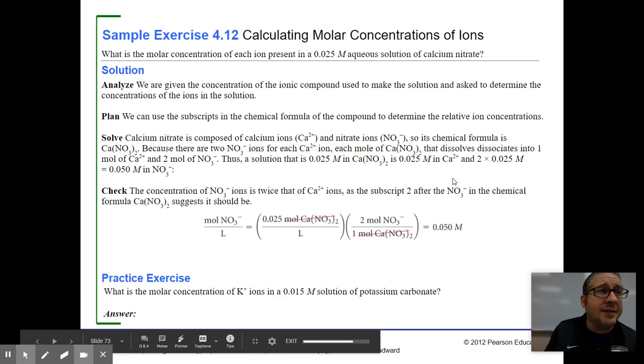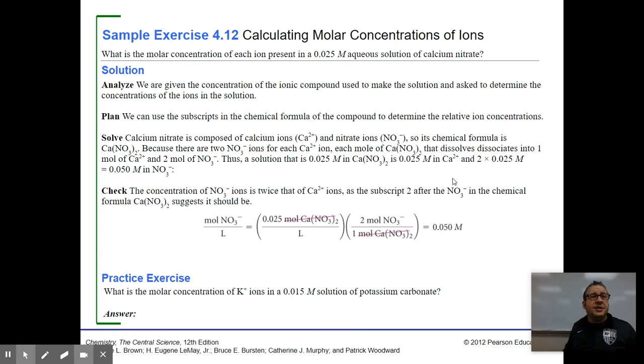This sample exercise asks us to determine the molar concentration of each ion present in 0.025 molar aqueous solution of calcium nitrate. Now, we again have done something similar to this in a previous chapter, where we look at the ratios of elements in a particular compound and determine how many would be present. We're doing the same thing here.